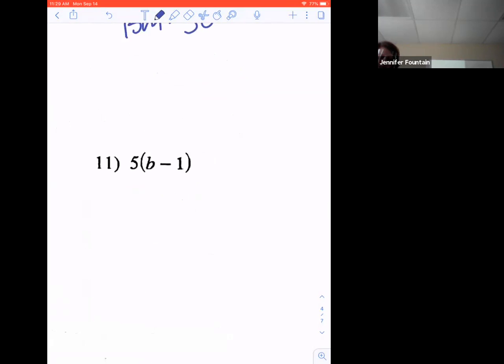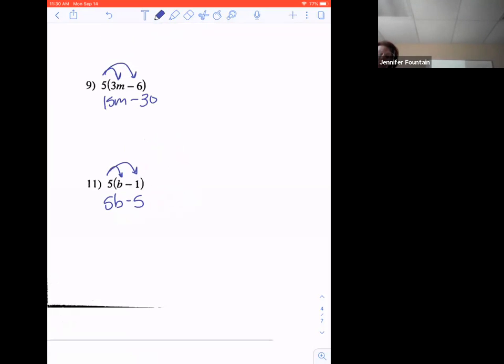Number 11. 5 times b minus 1. 5 times b, 5b. 5 times -1, -5, so it will be -5. So for that second term, whether we have a plus or a minus depends on if we're dealing with a negative number or a positive number. That's how you determine what your sign is between the two terms. Okay? Any questions on distributive property?